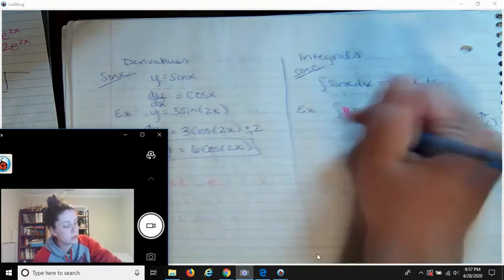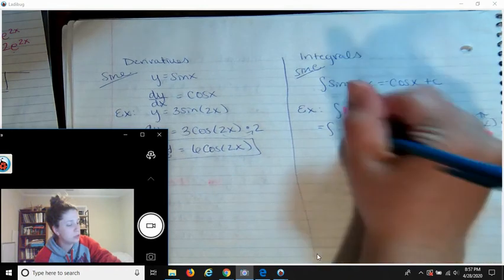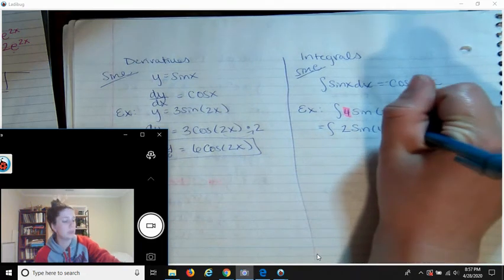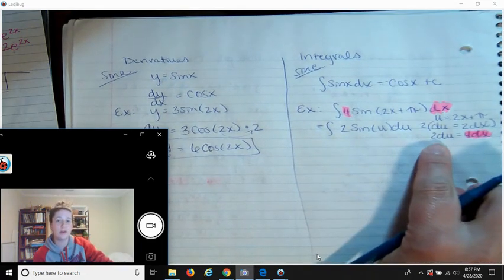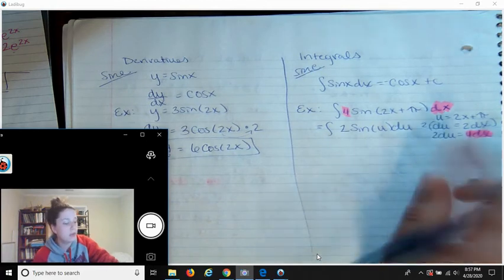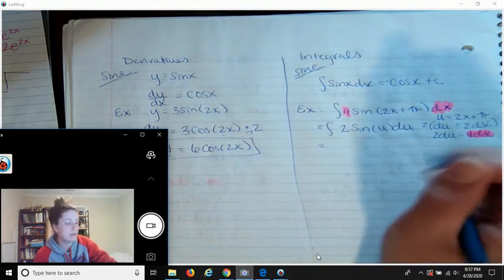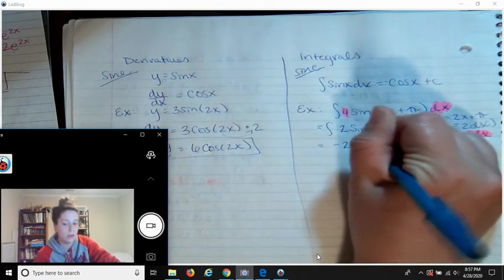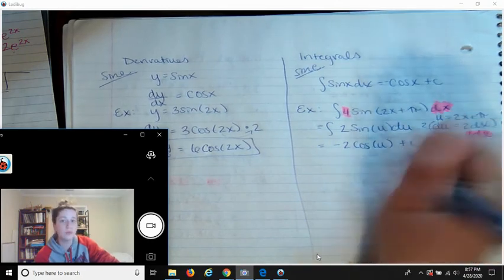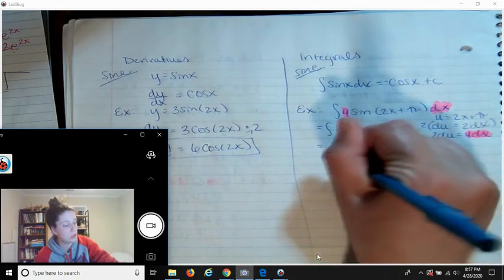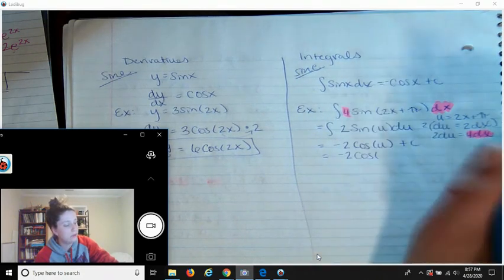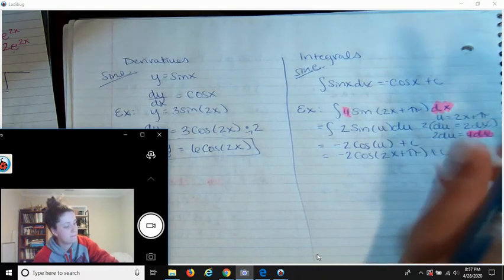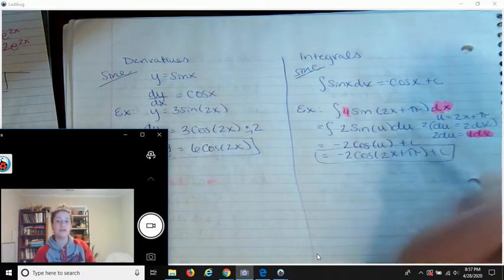So I can rewrite this whole thing as the integral of 2 sine of u du. Okay, I just split up the 2 and the u, put the 2 in front of the sine and the du at the end. Now the integral of sine is negative cosine. So I'm going to have negative 2 cosine of u plus c. I need to put my u back in, so negative 2 cosine of 2x plus pi plus c. Okay, and that should be your final answer for sine.